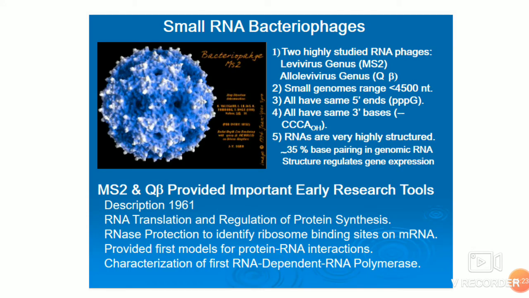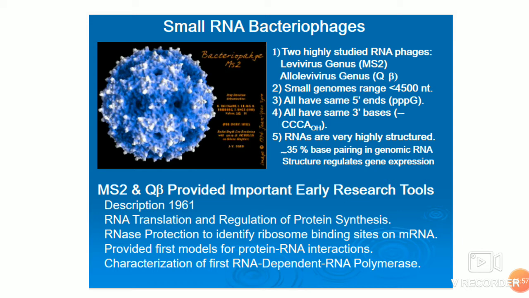So I have taken one example of single stranded RNA phages and double stranded RNA phages, and we'll see about the RNA phages. In single stranded RNA phages, they are beautiful phages. There are two phages which are highly studied. There are two genera, Levivirus genus and Allolevivirus genus. I have taken Levivirus genus, and the example for that is MS2. For Allolevivirus genus, Qβ is also a good example, but what I have chosen here to explain is Levivirus genus, that is MS2.